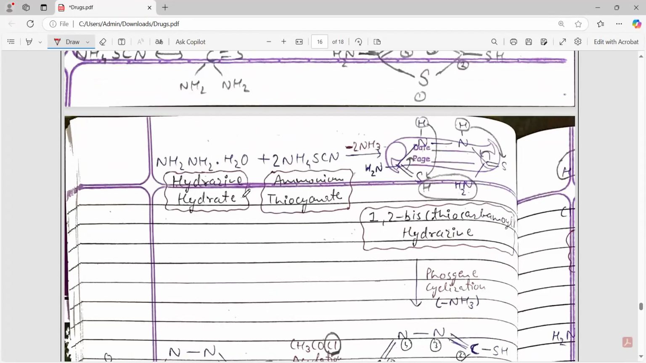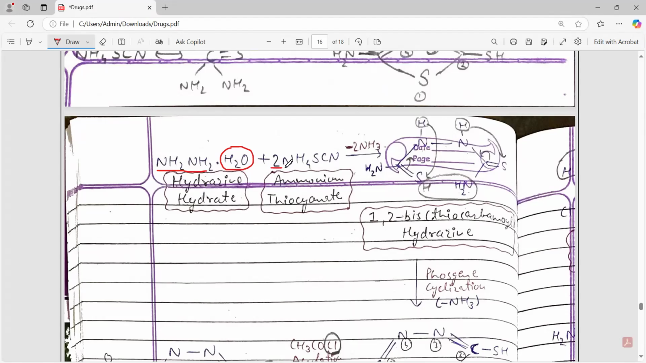So here is hydrazine hydrate. Hydrate means an H2O molecule is added. Hydrazine, that is NH2-NH2, we know as hydrazine: two nitrogens and four hydrogens. The name has hydrazine and hydrate, so an H2O molecule is added. So hydrazine hydrate is there.